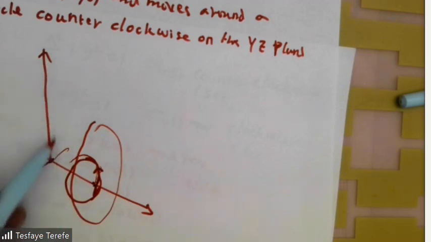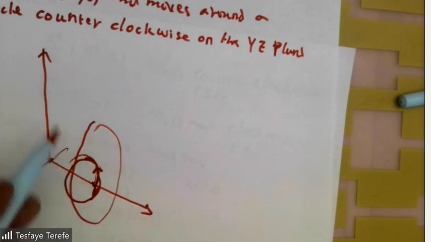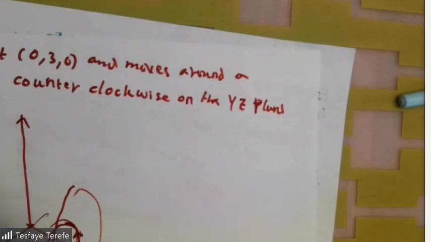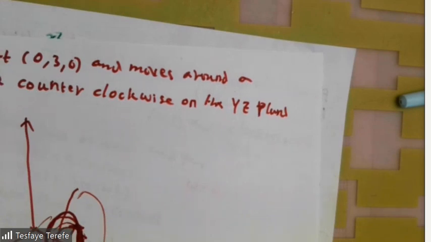This is parallel to the YZ plane. Actually, it is not on the YZ plane, but exactly parallel to it, and it is rotating. The starting point is what? Hold on. You have the point here, and then it is moving like this. This is the YZ plane, yes? The X plane is far from this plane, moving like this.